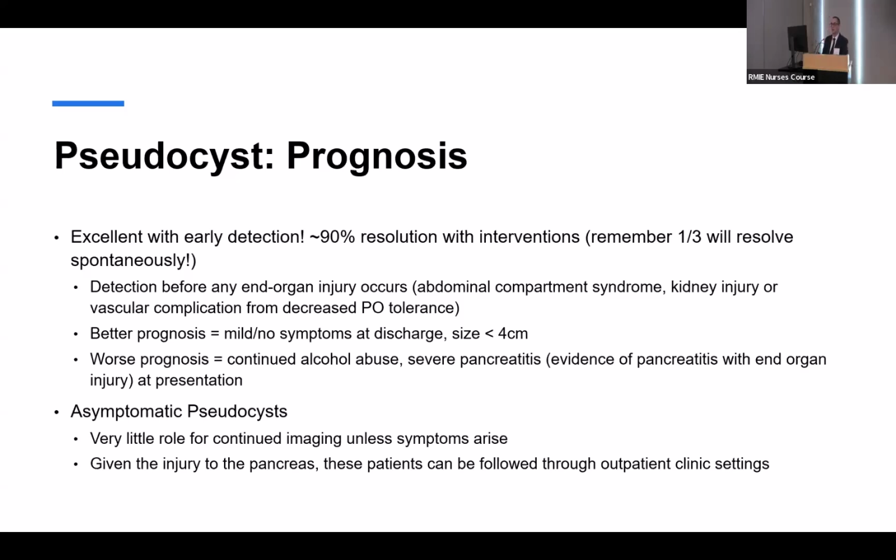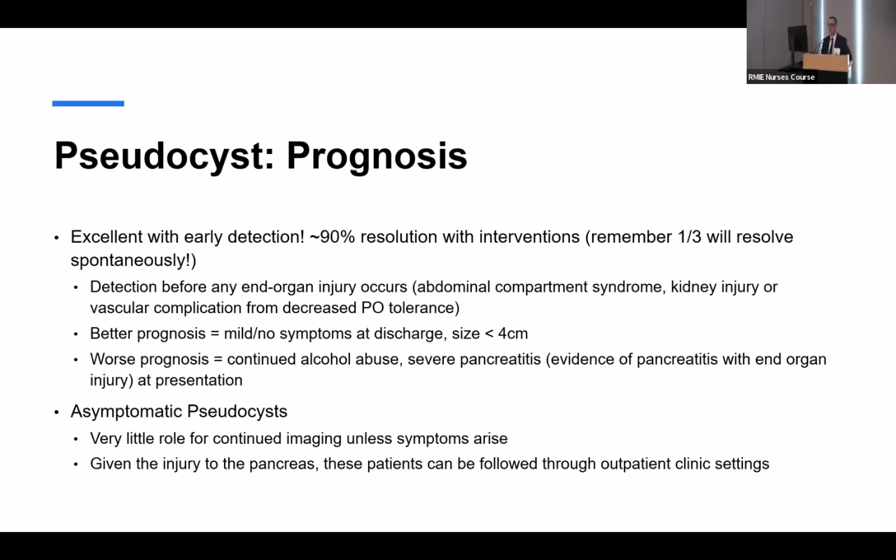Some of the things that lead to better prognosis: if you identify these pseudocysts before any end organ injury. So your AKIs, your respiratory distress, abdominal compartment syndrome, any evidence of a heart attack or an NSTEMI happening, a type 2 NSTEMI. If you pick up on the pseudocysts before that and start the treatment pathway, they tend to have better outcomes.